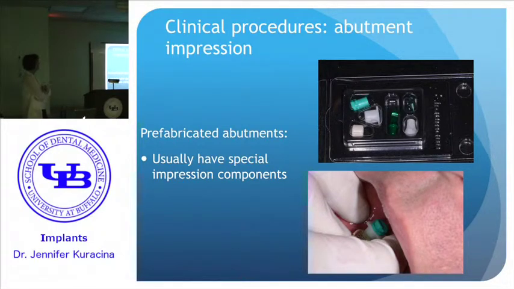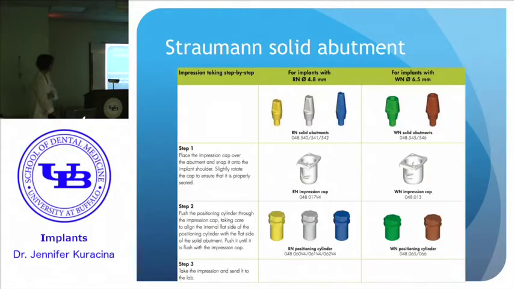So again, that's one of those all-in-one kits. It's got the abutment replica, impression components, and your waxing sleeve. So you'll assemble the impression components. It also has a basket and a positioning cylinder.